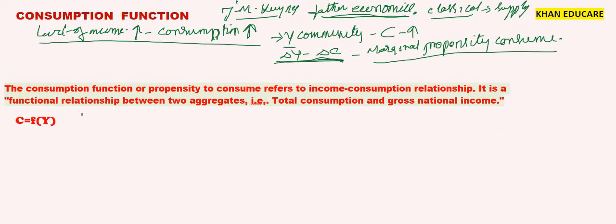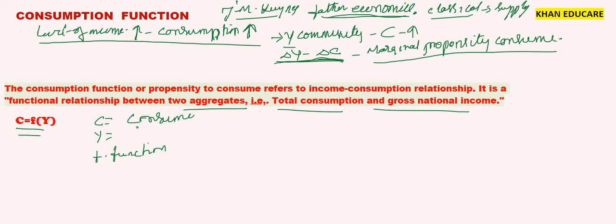So the consumption function is a functional relationship between two aggregates, that is, total consumption and gross national income. Symbolically we can represent it as C equals F of Y. Here C is consumption, Y is income, and F is the functional relationship between these two. Thus the consumption function indicates a functional relationship between C and Y.